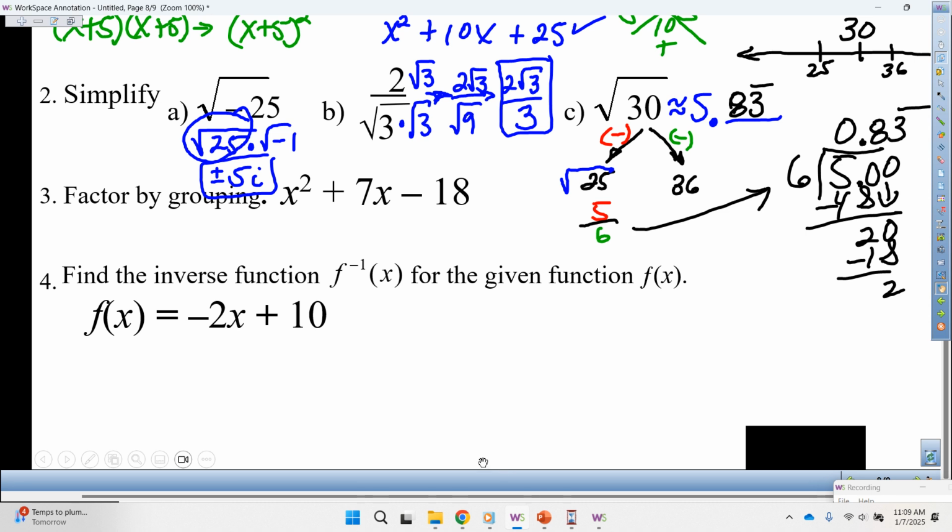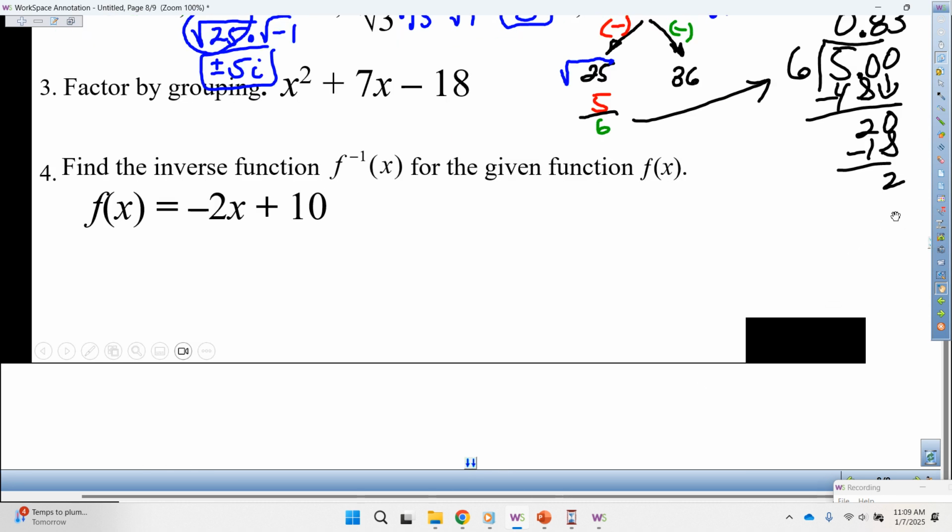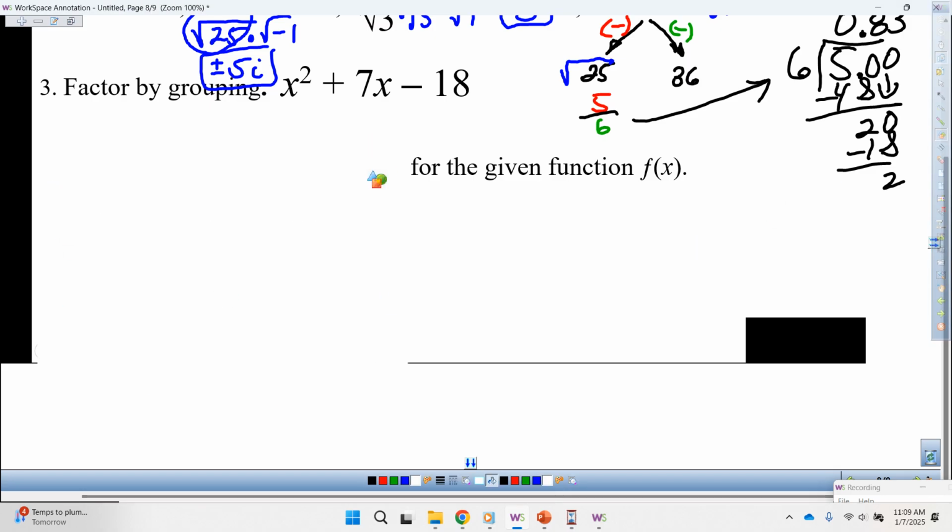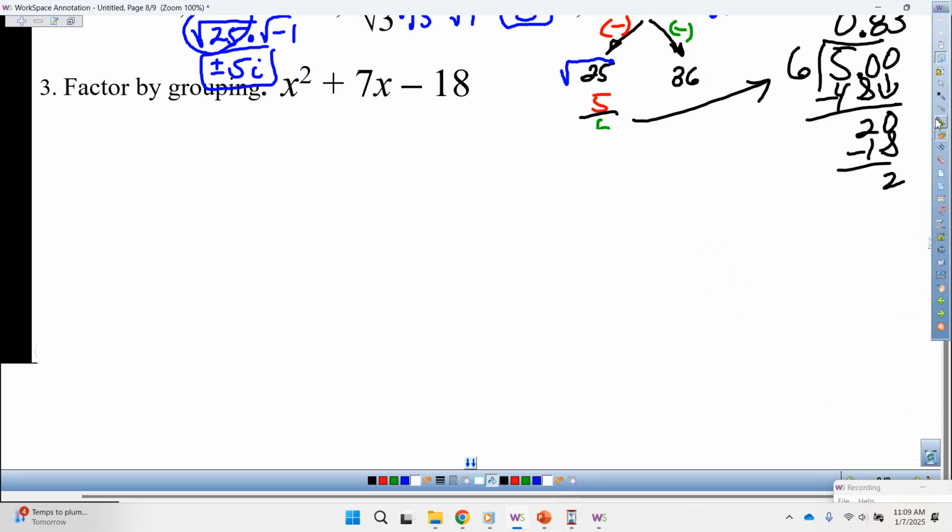Go to number 3. Factor by grouping. And once again, I'm going to go over that one more time just to make sure we got it. We start off with Power Rangers, negative 18, positive 7. What two numbers multiply give me negative 18? Then when you add them, give us 7. Tell your neighbor, please. Two numbers that multiply give me negative 18. When you add them, give us 7.